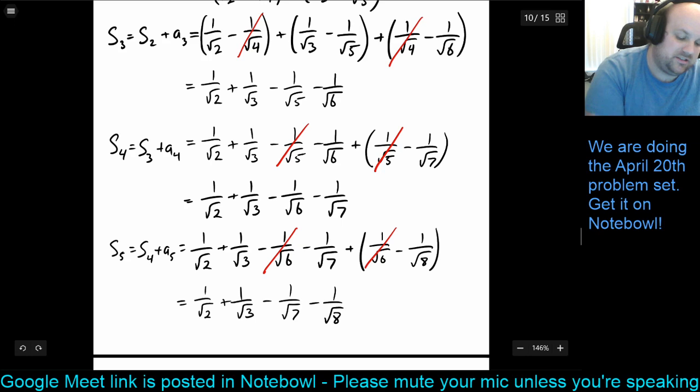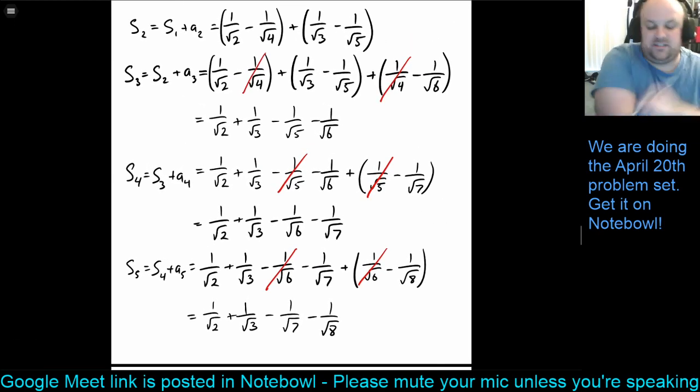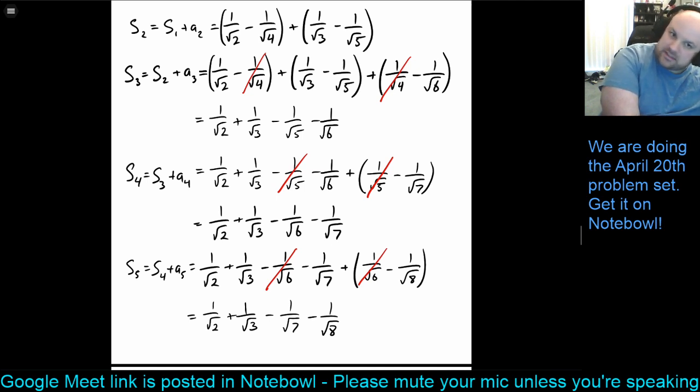Right, so especially when we look at S2, 3, 4, and 5, you can start seeing a pattern that's happening. I'll give you a second here to think about it, and then I'll write down what that pattern is and see if that checks out with what you have.